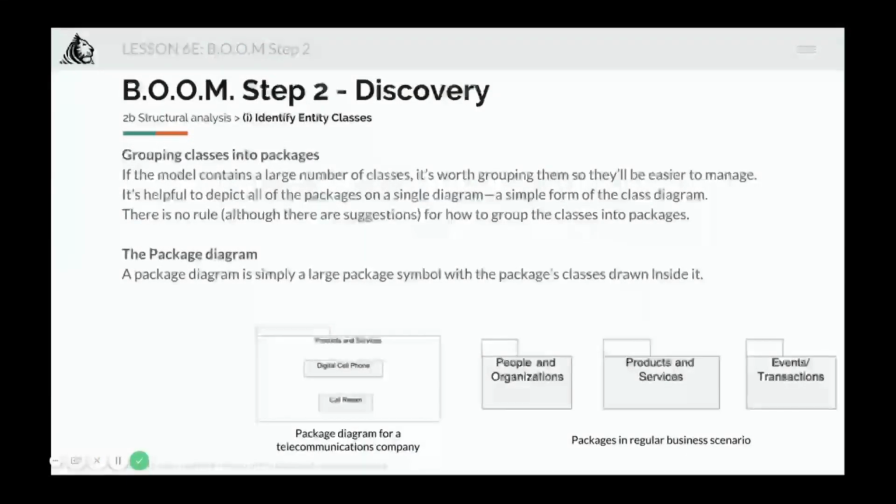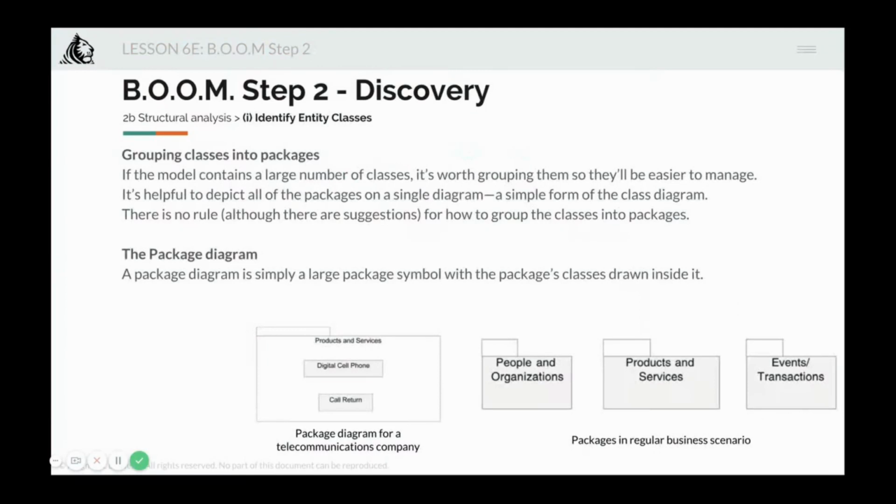It's helpful to depict all of the packages on a single diagram, a single form of the class diagram, when using a modeling tool such as, let's say, Rational Rose. There are a lot of modeling tools available as well. It is a good practice to make this the top level main diagram. This way, the diagram acts as a navigation map. Each package icon links to the class diagram that depicts all of the classes in the package.